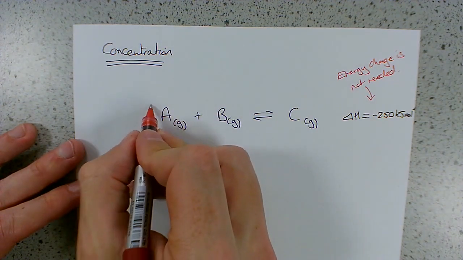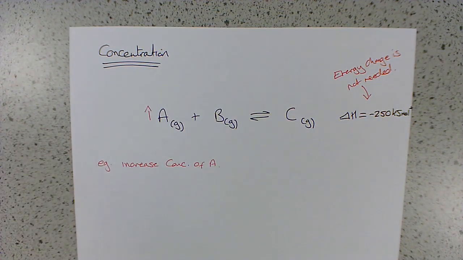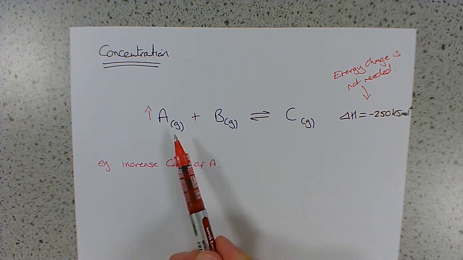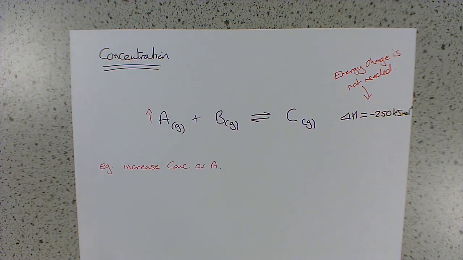So I've increased the concentration of A. Le Chatelier's principle states that the dynamic equilibrium will shift forwards or backwards in order to counteract my change. So if I've increased A, my dynamic equilibrium will want to decrease A. So how could it do that? It's got two choices. Either it could break down from C into A and B, or it can combine A and B to create C.